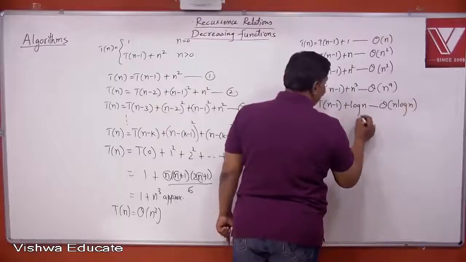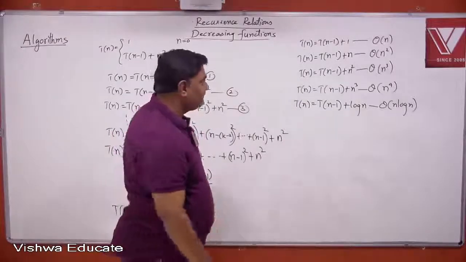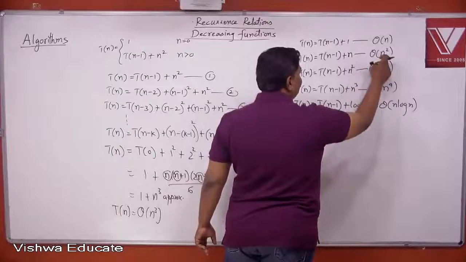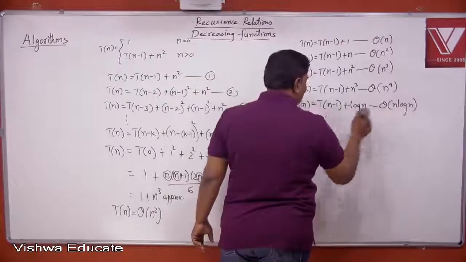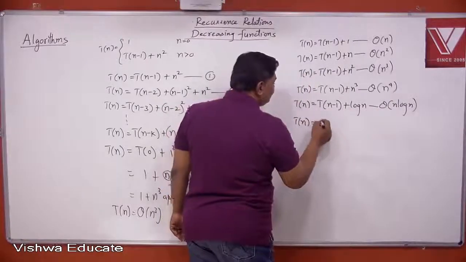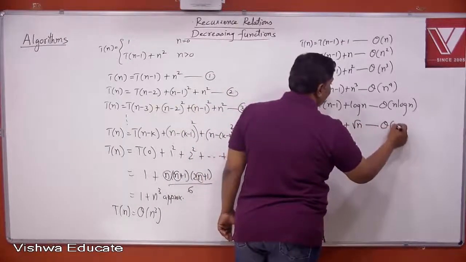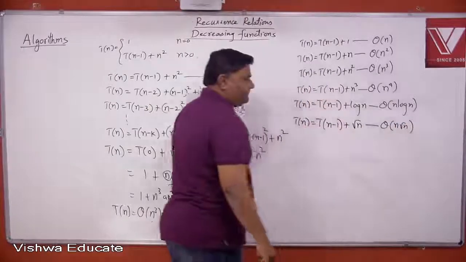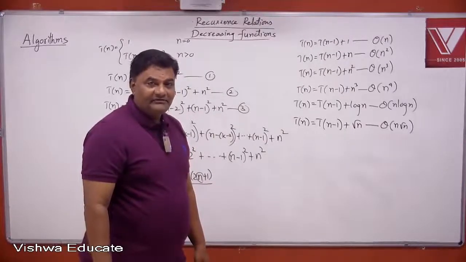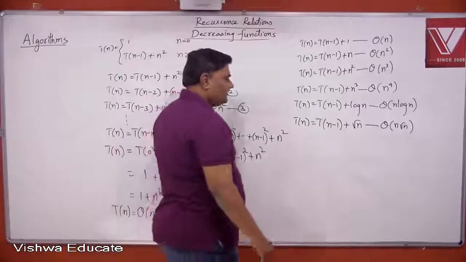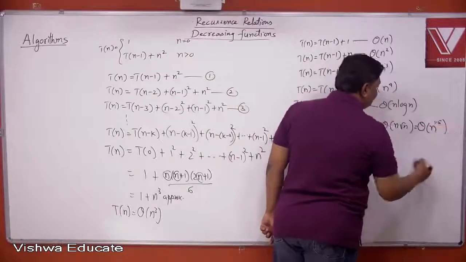So whatever this term f of n is, that is getting multiplied by n. Isn't it? See, 1 into n, n into n square, n square into n cube, n cube into n power 4, log n into n log n. So T(n) = T(n-1) + root n is theta of n root n, or n power 3 by 2, that is 1.5, theta of n power 1.5.